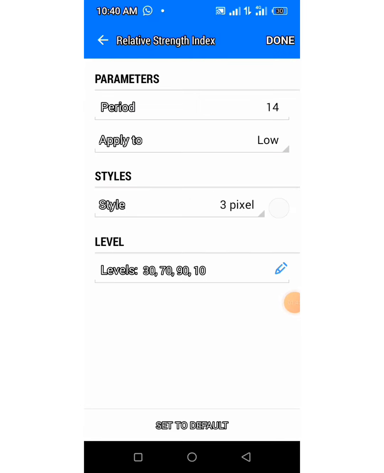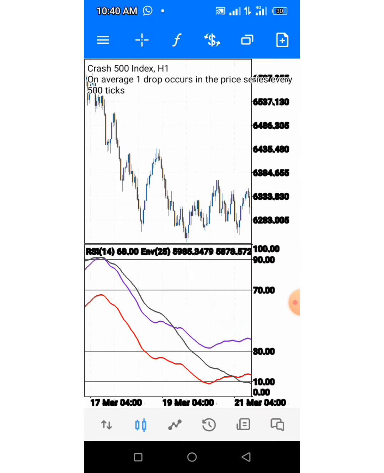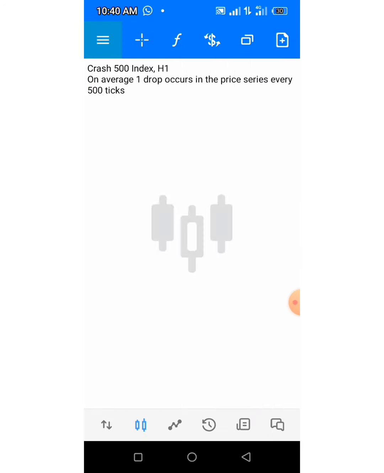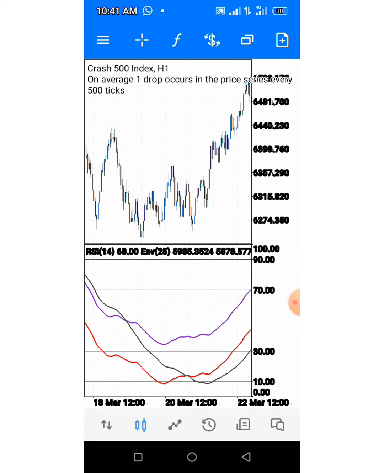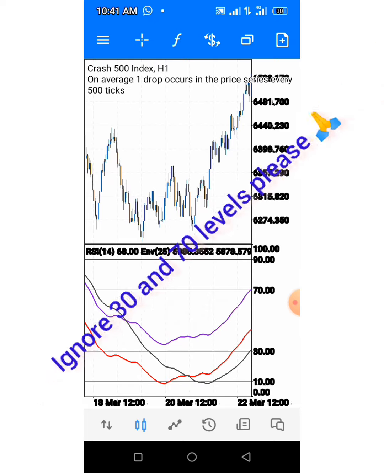Let me show you the settings. The RSI is period 14, apply to low, 3 pixel style, and color your background. Levels are 30, 70, 90, 100, so you click down. But our device will use levels 90 and 10. Don't use 30. Use only 90 and 10.